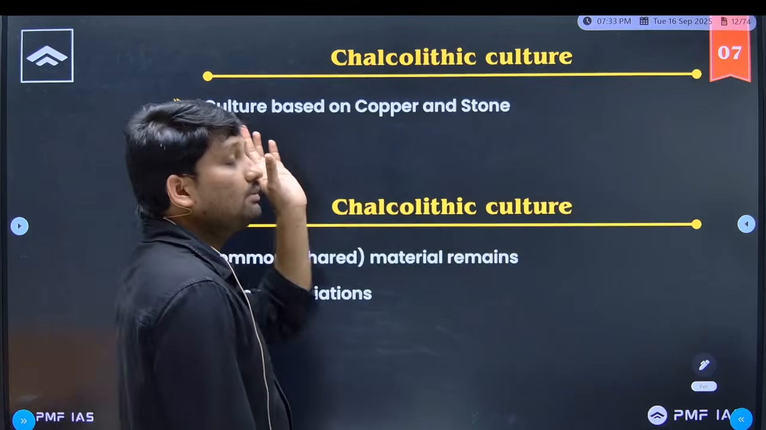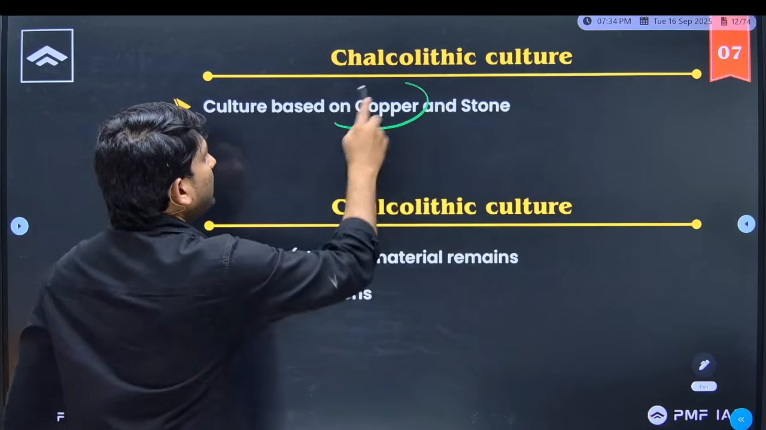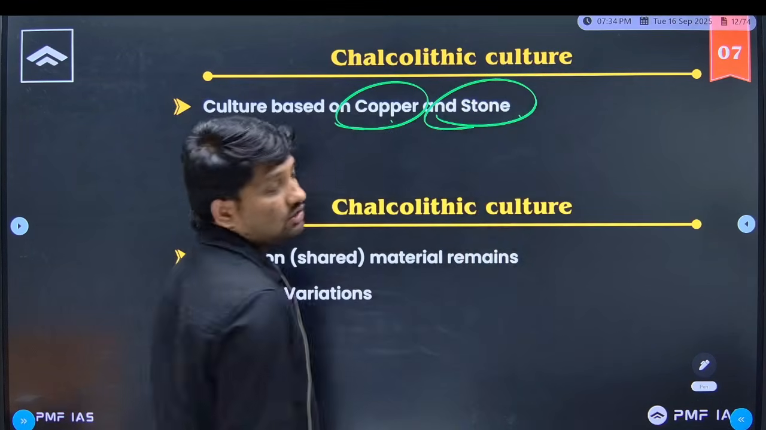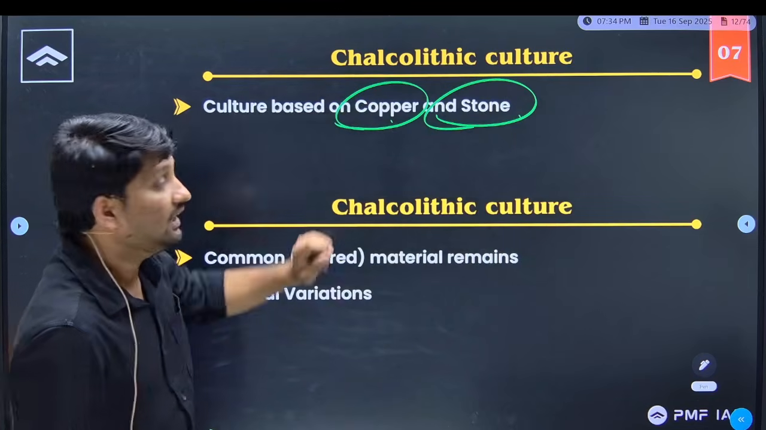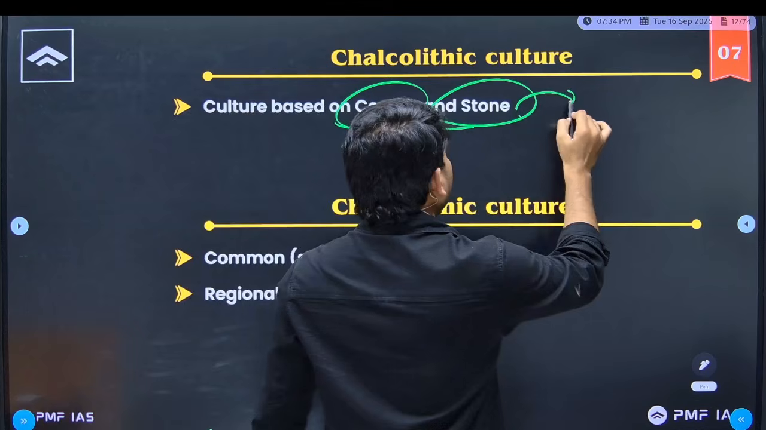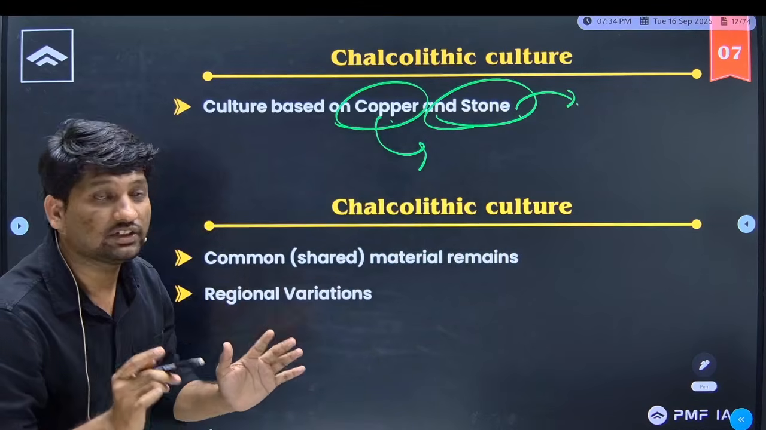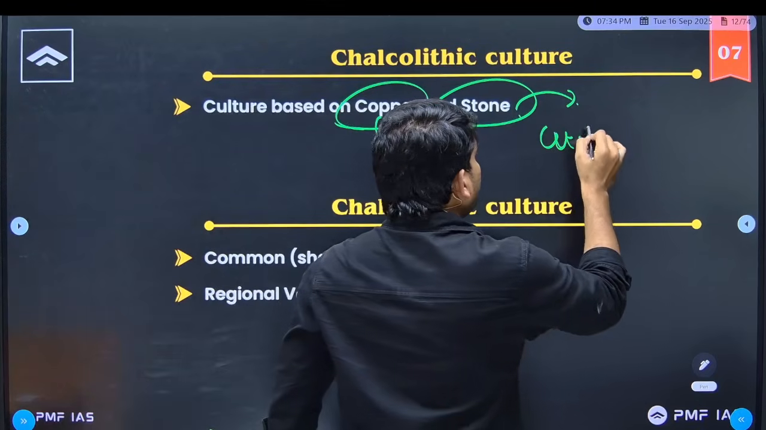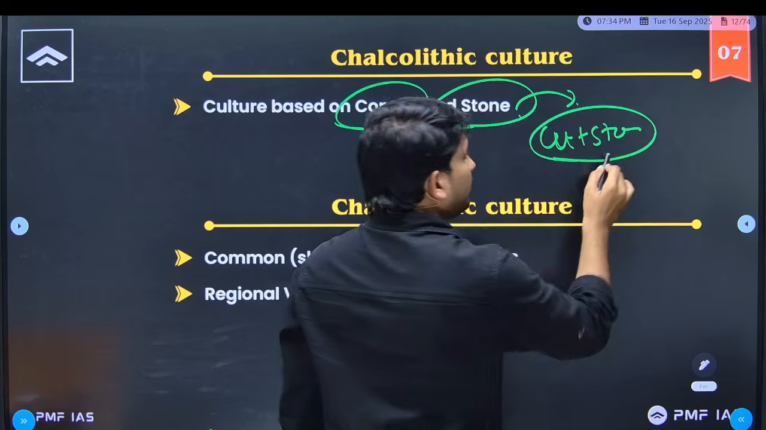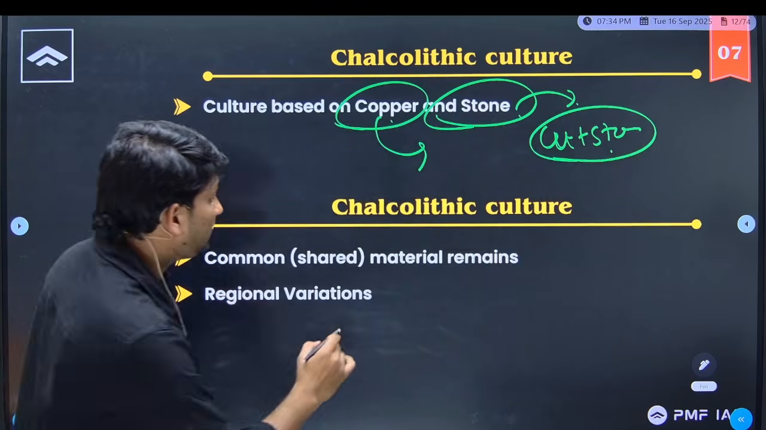So remember, what is meant by this Chalcolithic culture? Culture based on copper and stone. But you have to remember, most of the time they mainly depended on stone, but they also started using copper. Within this Chalcolithic culture, within this common framework of use of copper plus stone, there are some regional variations. That's why we have different types of culture.